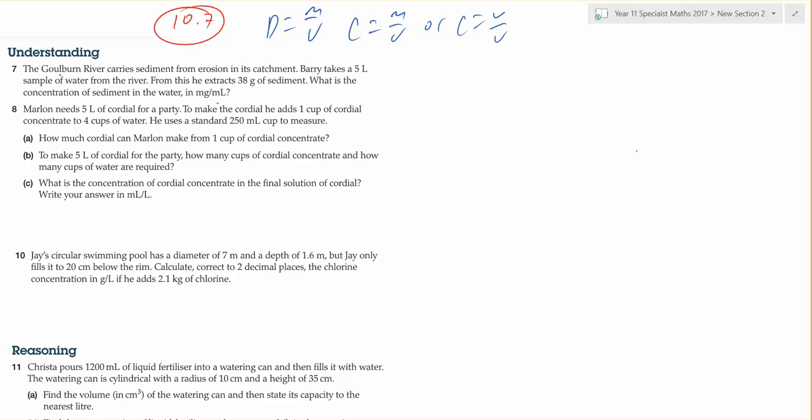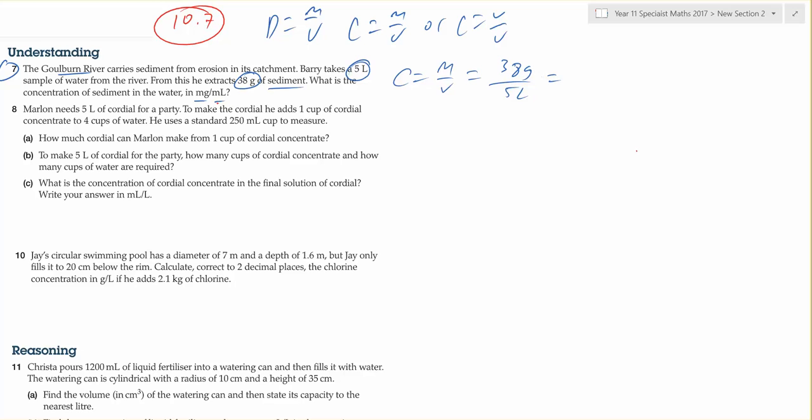So Goulburn Valley, we're looking at question 7. Goulburn Valley carries sediment from erosion from its catchment. Barry takes a 5 litre sample of water from the river, and he extracts 38 grams of sediment. What is the concentration of the sediment in the water in milligrams per mil? Okay, so concentration is given by, in this case, mass divided by volume. Our mass is 38 grams per 5 litres of water.